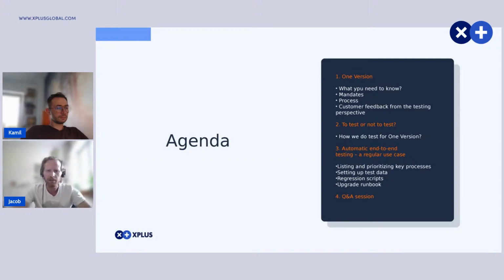After that, we'll move on to test or not to test. We'll talk about how we actually do testing for one version, so Kamil will take over there. And then automatic end-to-end testing and a regular use case. We'll talk about listing and prioritizing key processes, setting up test data, regression scripts, and of course the upgrade runbook. And as I mentioned previously, we'll have a Q&A session at the end as well.